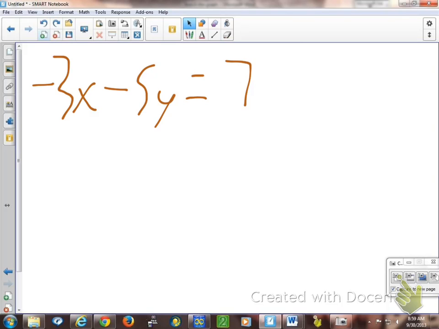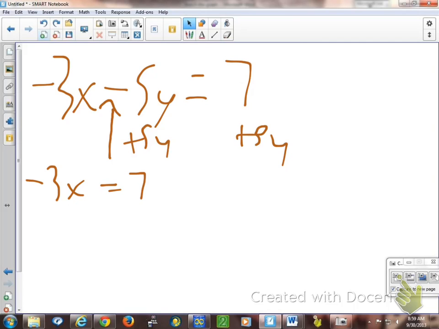Now, what do we have to do? Get y by itself. Eventually we have to get y by itself. Now, please remember this. When you have to get y by itself, if there is a minus in front of the y, to avoid having to multiply by a negative number later, let's just add that to the other side instead of the x. So that'll give us negative 3x equals 7 plus 5y. We're solving for y. What's the next step?